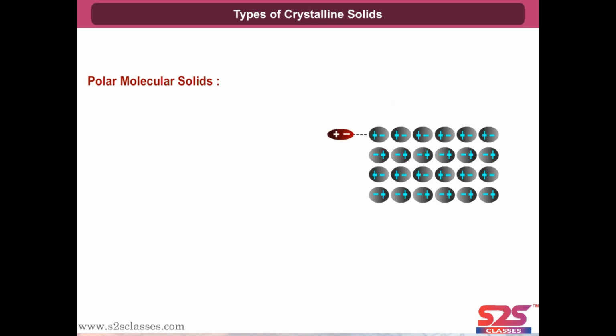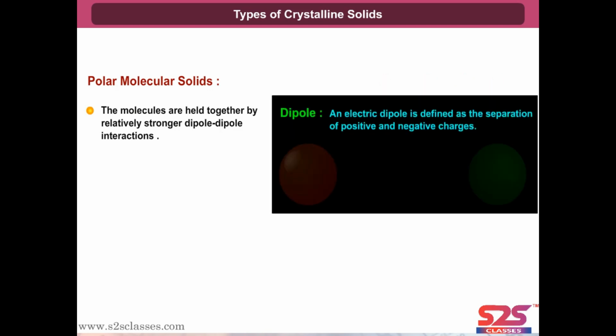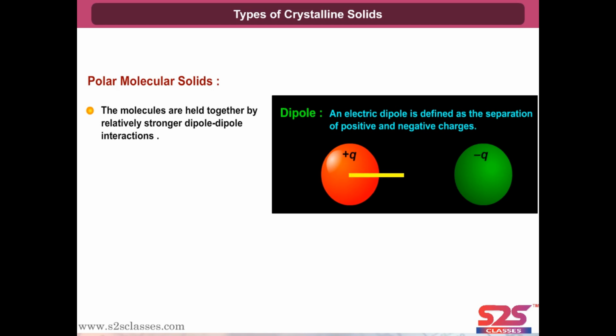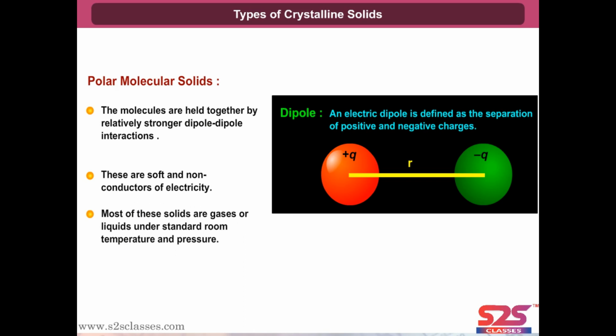Polar molecular solids. The molecules are held together by relatively stronger dipole-dipole interactions. Dipole. An electric dipole is defined as the separation of positive and negative charges. These are soft and non-conductors of electricity. Most of these solids are gases or liquids under standard room temperature and pressure. Examples: solid SO2 and solid NH3.